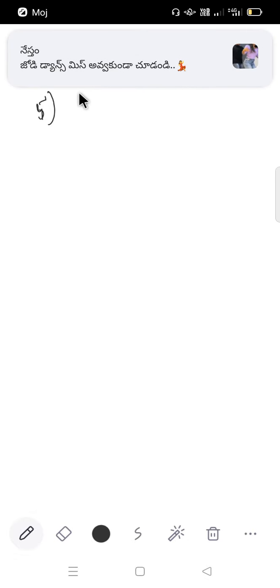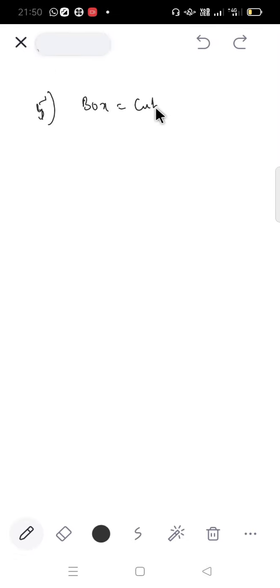Now coming to the fifth problem. How does the total surface area of a box change if each dimension is doubled and each dimension is tripled? Suppose you take the total surface area of a box, and here consider the box is in the shape of a cube. Each dimension is doubled. So what will happen if you take the total surface area?